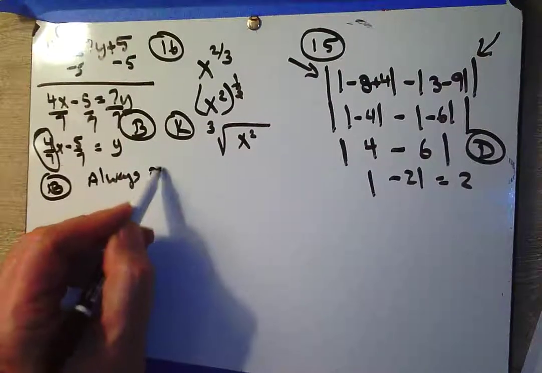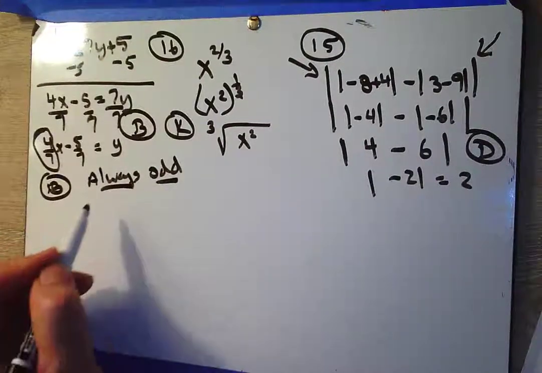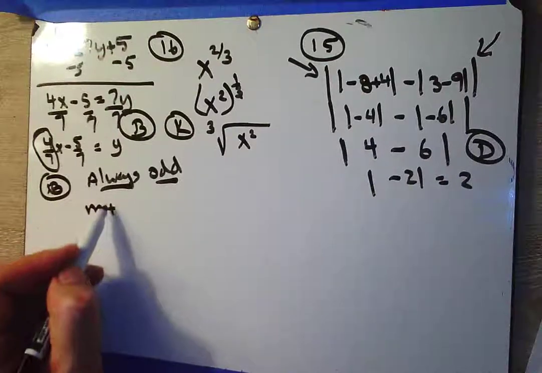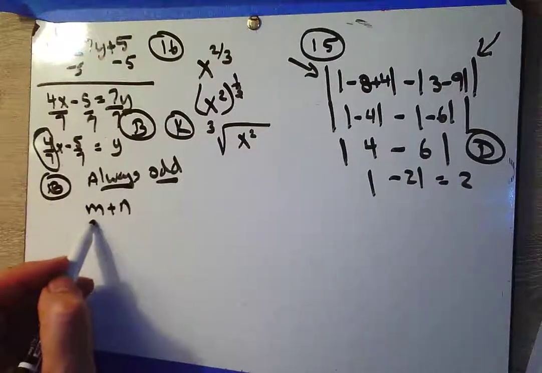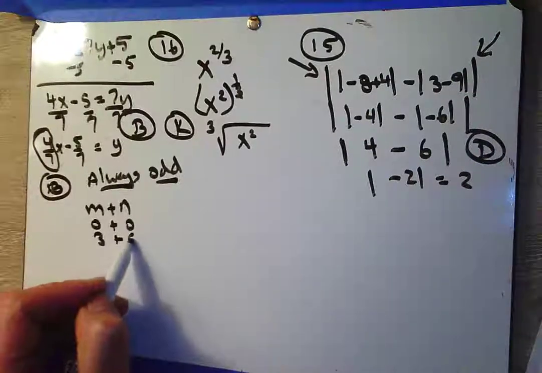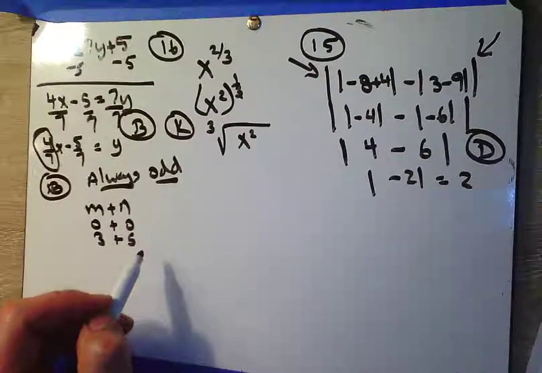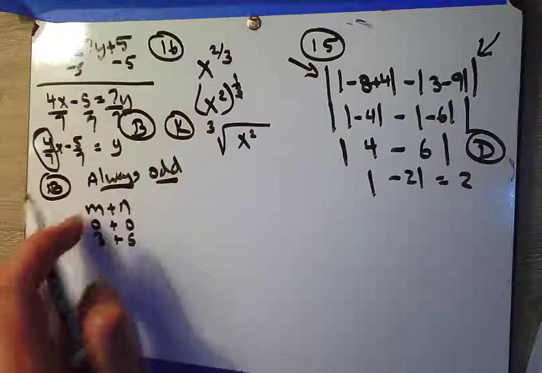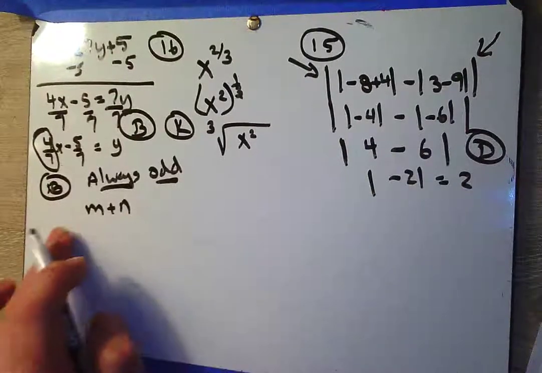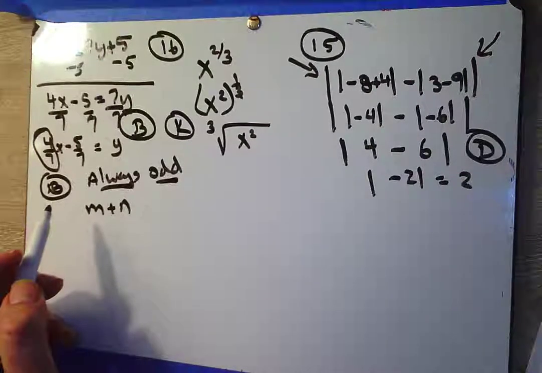Always odd. Okay, m is an odd integer. Well, and the sum. Okay, so m plus n. Well, if this is odd and this is odd, like 3 plus 5, the sum isn't odd. So just because m is odd doesn't mean that the sum will be odd. So choice A doesn't work.